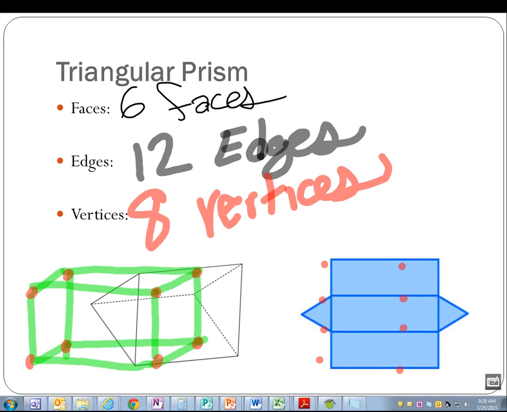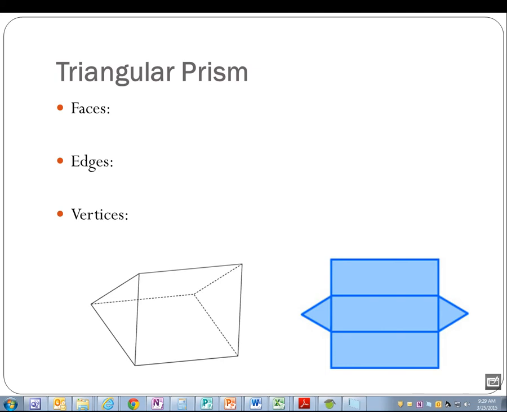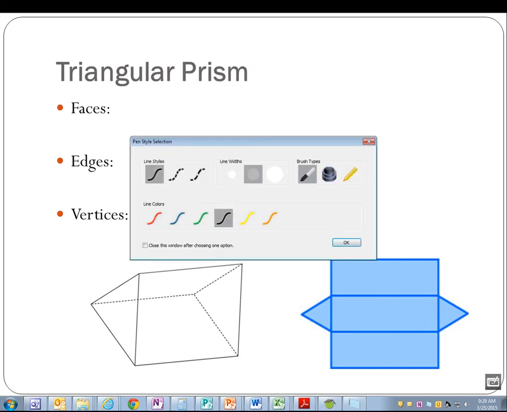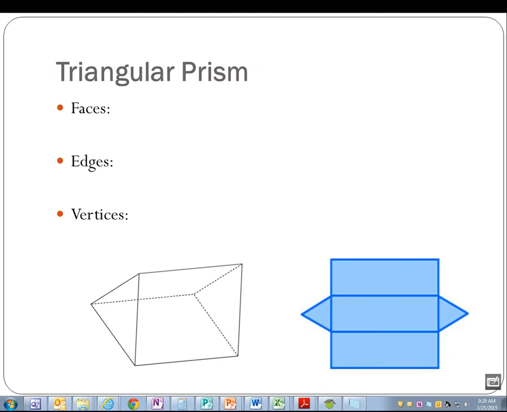So let's do the faces. So we have 1. Okay, so we have 1 on the top. Let's go 2 on the side, 3 on the other side, 4 on the back, 5 on the front. 5 faces.